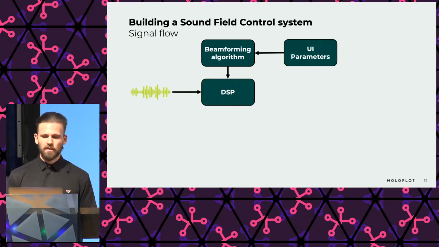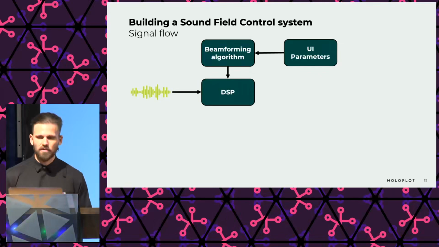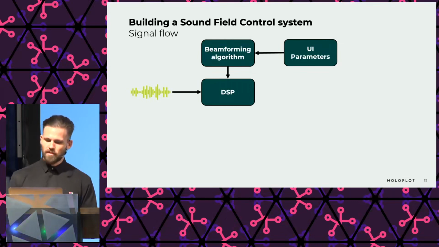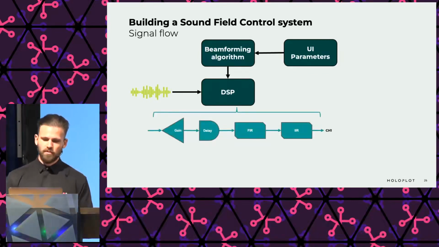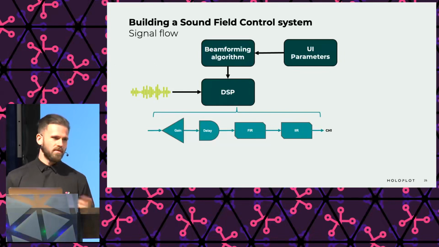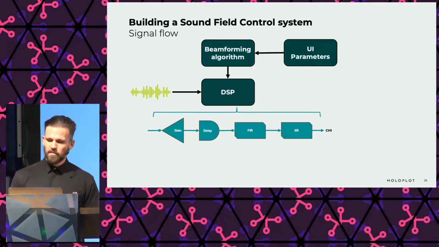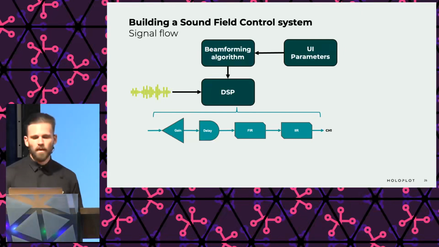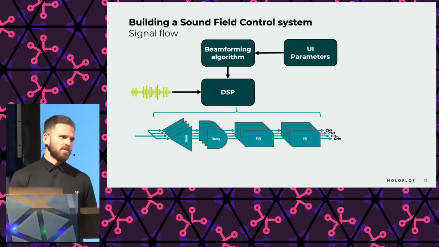Those resulting coefficients will be applied into the DSP stage, which is the one in charge of processing the audio input to the system. A good selection of DSP blocks that are required to do beamforming would be gain, delay, and filters such as FIRs or IIRs. Depending on the beamforming algorithm that you pick, you might need some of them or all of them. Now, of course, our purpose is not to process a single loudspeaker, but to actually build a sound field control system. So you're going to need multiple of those channels being processed in parallel, one for each of the loudspeakers built and mounted into your matrix array.